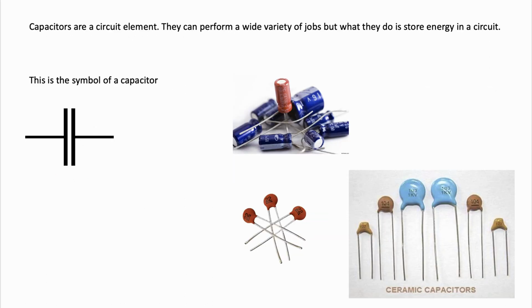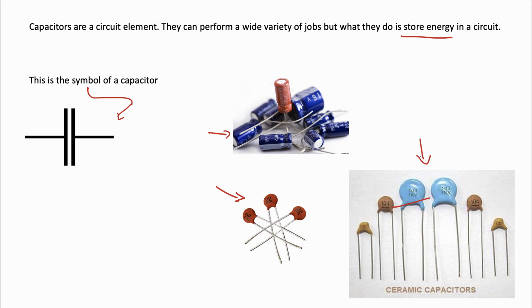Okay, the next circuit element are capacitors. And again, they do a lot of different things, but what they do is store energy in a circuit. So here is the circuit diagram symbol for a capacitor. That's the symbol. And on a circuit, this is what capacitors would look like. These little round cylinders or ceramic discs, or these discs here.